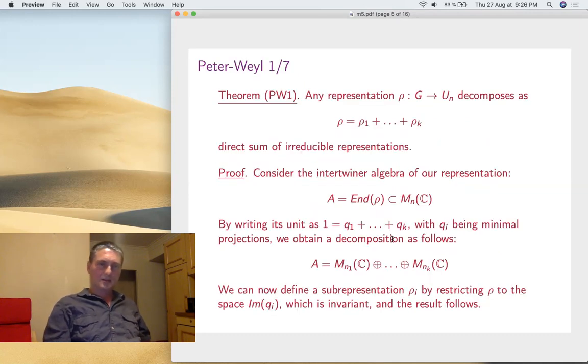Now, Peter-Weyl, 1/7, so 7 slides here. It's going to be hard. So let's have it started. So Peter and Weyl, that's things which happened before the war.